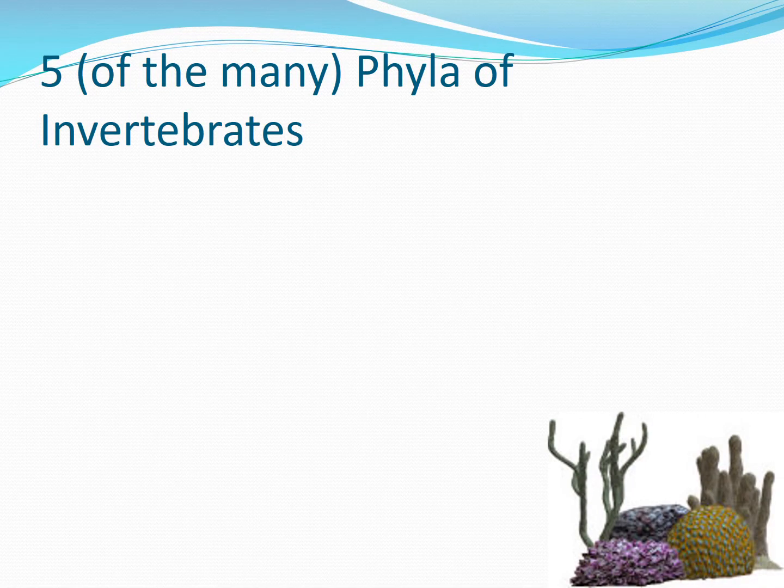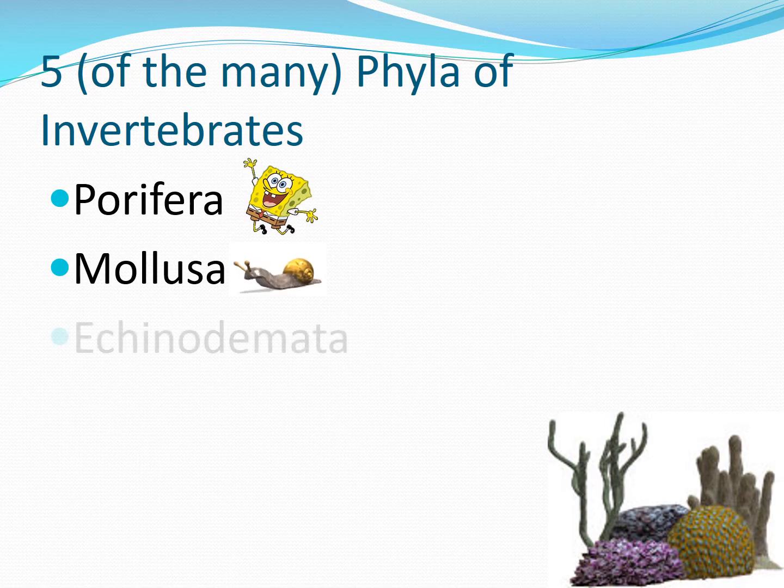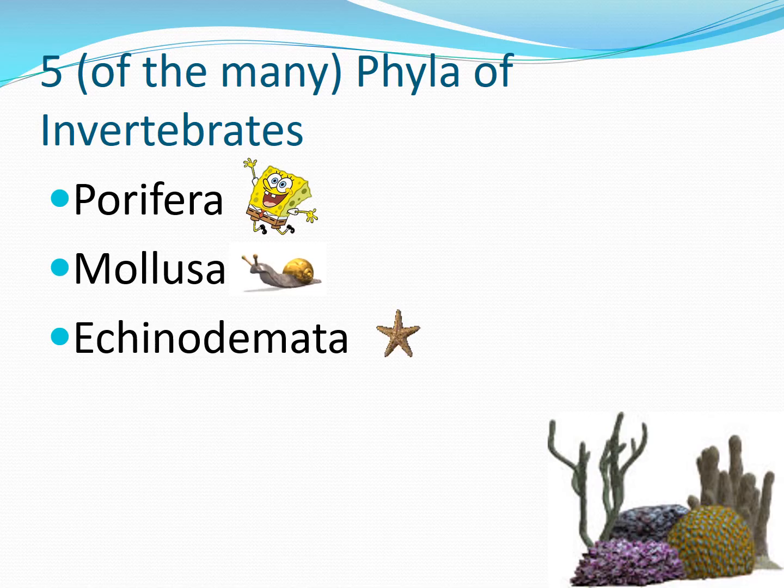So let's get started. Porifera is our sponges. Our next group is the mollusca. These are our soft and squishy bodied invertebrates. Then we have echinodermata. These are our spiny skinned invertebrates like our sea urchins and sea stars and starfish.